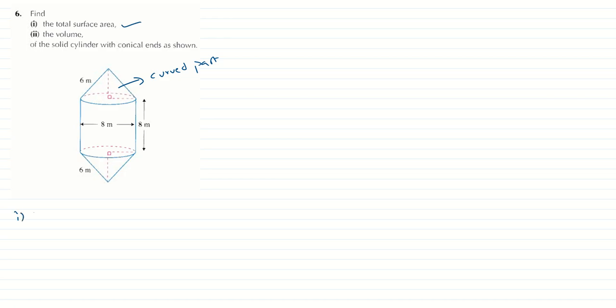In part 1, the total surface area consists of two things. Number 1, the cone, which will come two times the curved surface area of cone, plus the curved part of cylinder. So the curved part of cone is calculated by the formula pi r l.